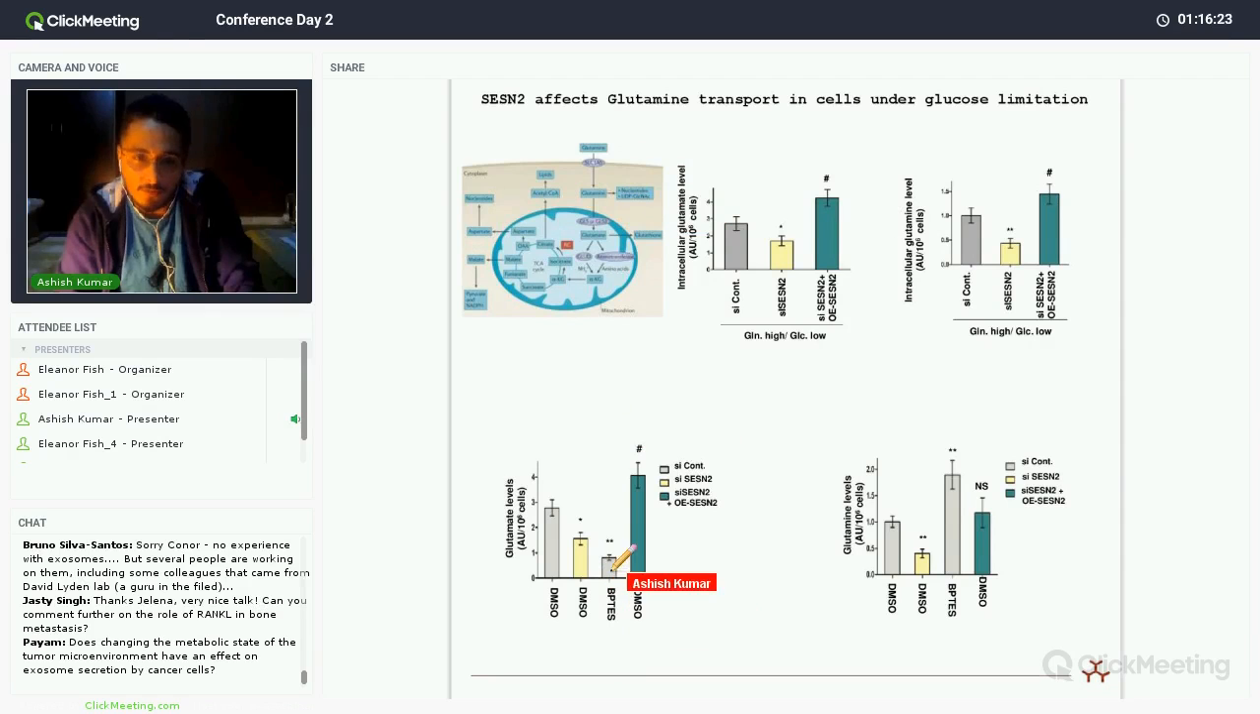So we have used BPTS, that is a GLS2 inhibitor, as a positive control, and we found that if you are using BPTS, then there was accumulation of intracellular glutamine. But this was not the case with Sestrin2. We knocked down Sestrin2 and we found both intracellular glutamine and glutamate levels were less. So this shows that the decline in intracellular glutamine is most probably due to less intracellular transport of glutamine.